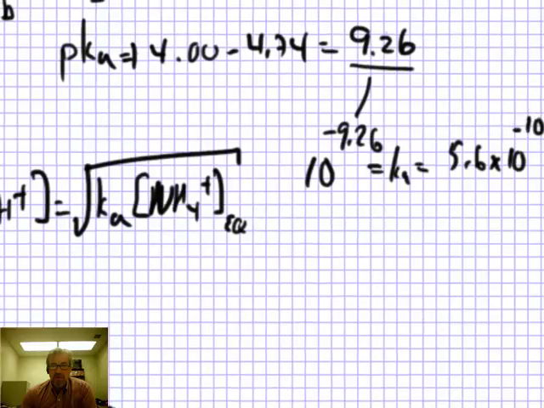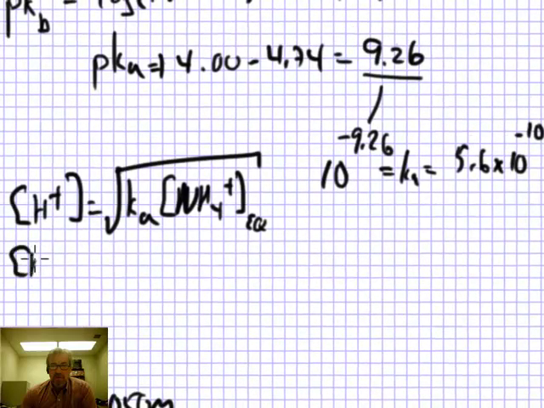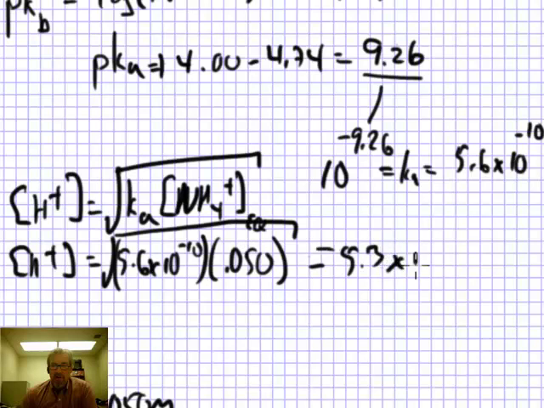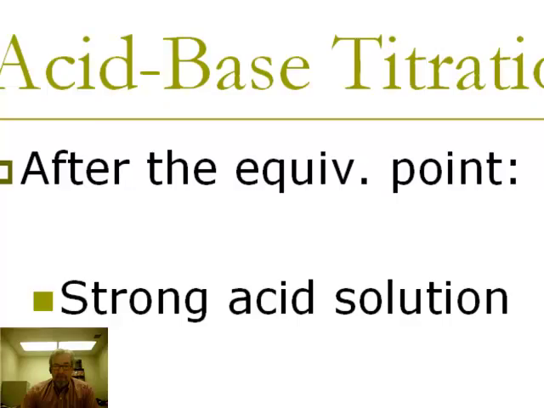So our concentration of H plus here in this solution at the equivalence point is equal to the square root of 5.6 times 10 to the minus 10th times our 0.050 molar concentration of NH4 plus. And when we work this out, we get 5.3 times 10 to the negative 6th. If you take the minus base 10 logarithm of that, you get pH, and pH is 5.28. So at the equivalence point, we are in fact below 7, which we'd expect to have because we have a weak acid solution.